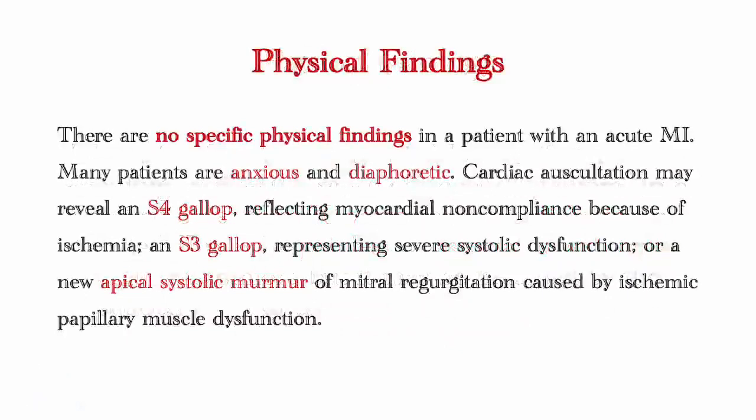Physical findings. There are no specific physical findings in a patient with an acute MI. Many patients are anxious and diaphoretic. Cardiac auscultation may reveal an S4 gallop, reflecting myocardial noncompliance because of ischemia, an S3 gallop, representing severe systolic dysfunction, or a new apical systolic murmur of mitral regurgitation caused by ischemic papillary muscle dysfunction.